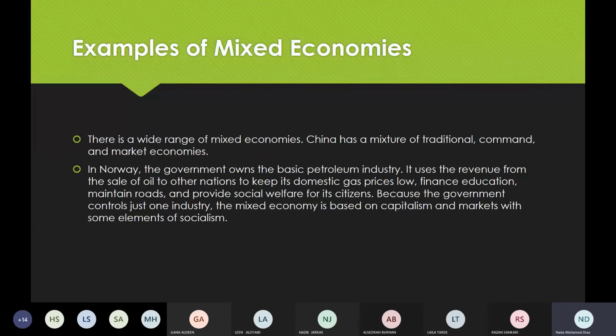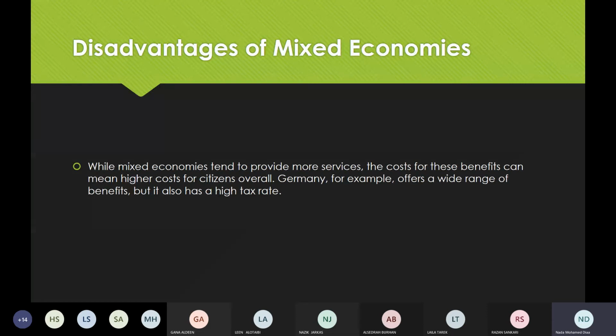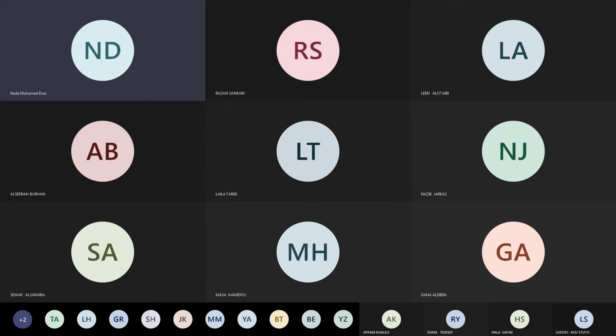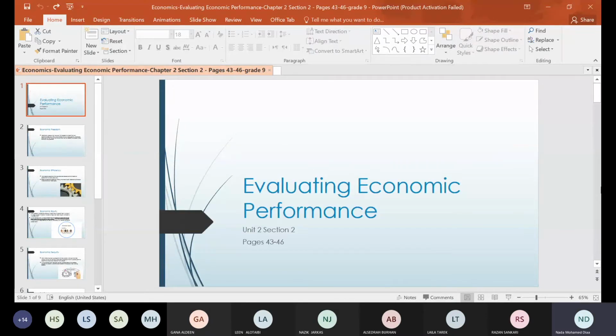Okay, mixed economy, as we said, uses the command and the market economy. So after we took the four economic systems, we will go to the third topic of today, which is how to evaluate the economic performance.